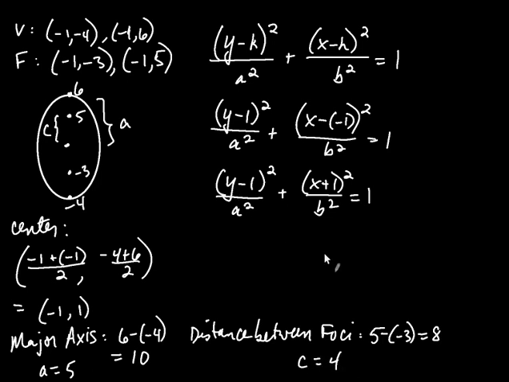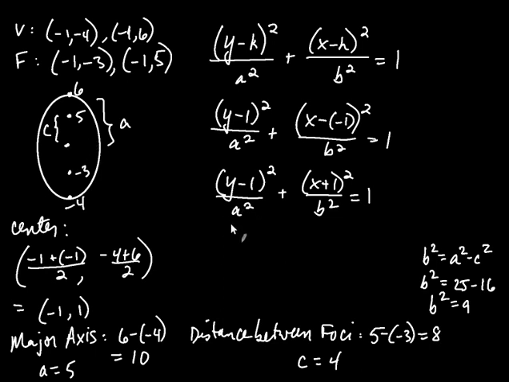We have a and we have c, but c doesn't show up explicitly in this equation. Remember that b squared is always a squared take away c squared. So in this case, a squared is 25 and c squared is 16, so b squared is going to be 9. And b is 3. Remember, 2b is the length of the minor axis, so the length from here to here is just b, which is 3.